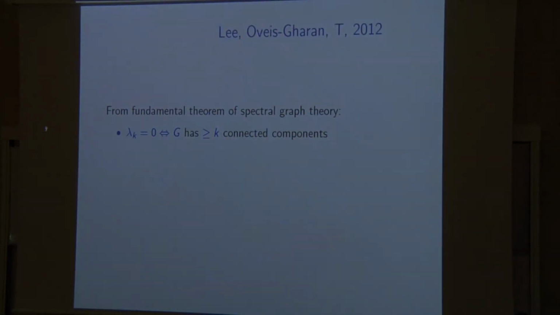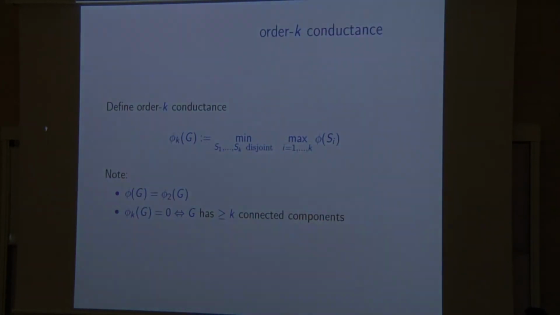So James Lee, Shayan Oveis Gharan and I thought about this problem, and what we proved is the following connection, a characterization that lambda k can be small if and only if your graph has k or more disjoint sets, each one having small conductance. Okay. So for k equal 2, this says there is some cut of small conductance, but for every k you have an if and only if connection of this form. So this is what it means for a graph to have small lambda k.